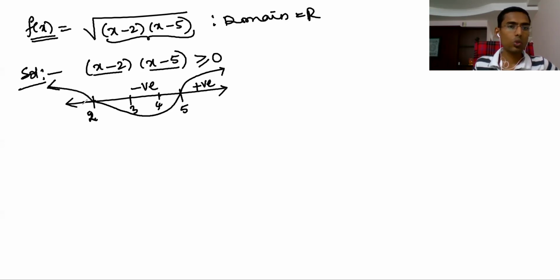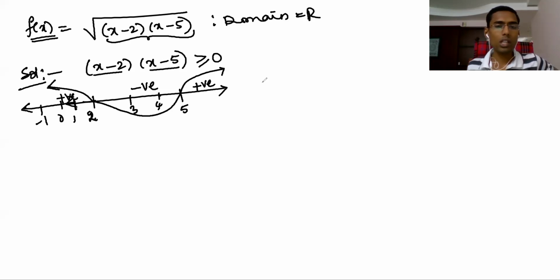So for less than 2, you take 1, 0, minus 1. Negative into negative, right? Less than 2 means this is negative. This is obviously negative. If you take 1, this is negative into negative, so positive. In this case, you get positive.